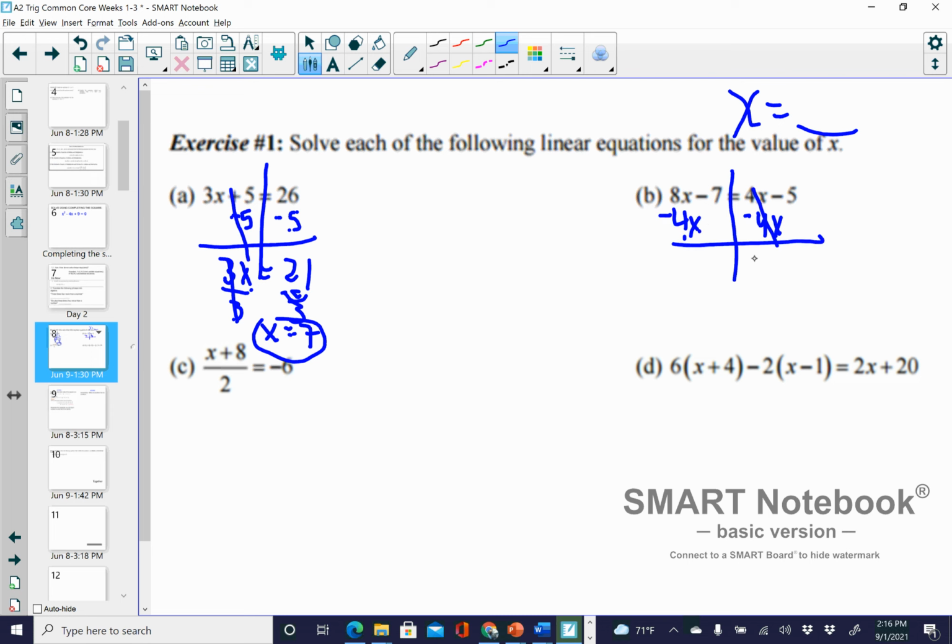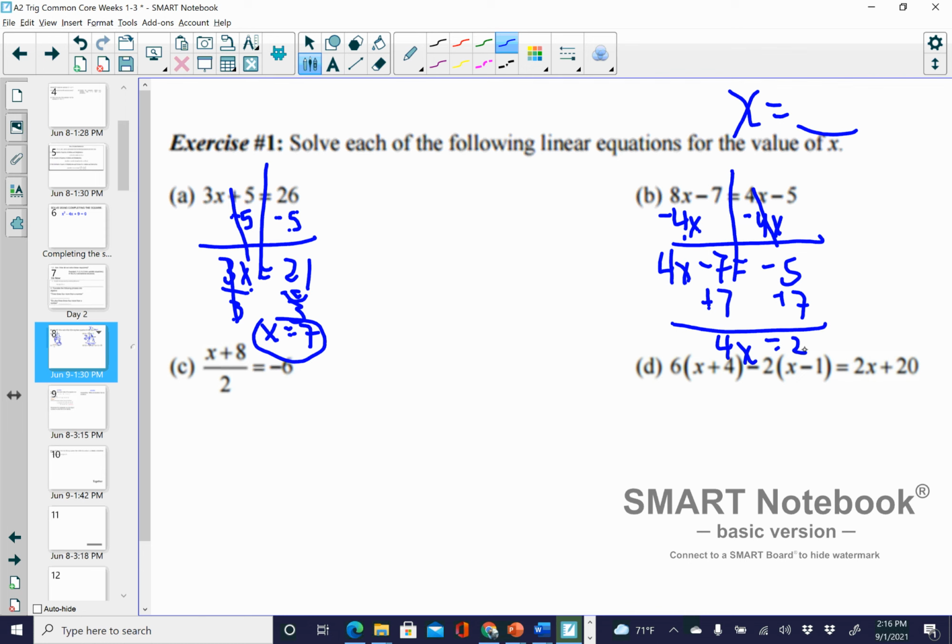So these 4x's cancel out. You're left with equals negative 5. 8x minus 4x is equal to 4x. The minus 7 comes down for the ride. So now I have 4x minus 7 is equal to negative 5. I move that negative 7 over by doing the opposite, which is plus 7. And then I'm left with 4x is equal to 2.